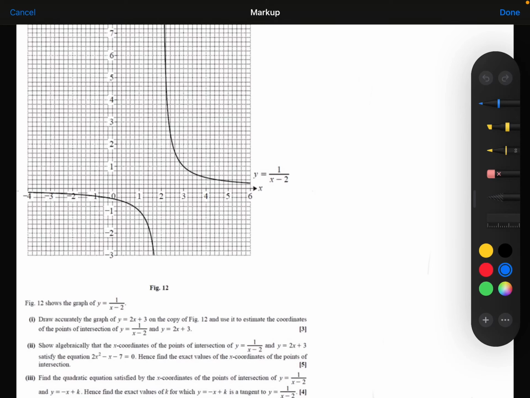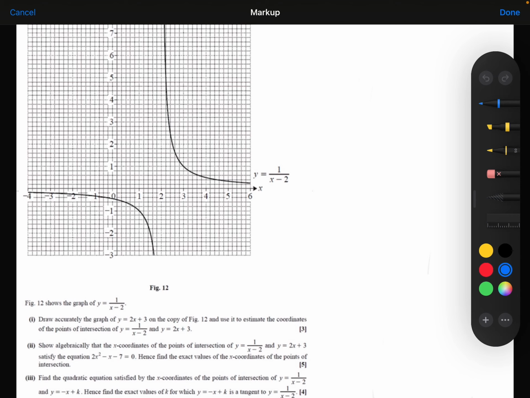Figure 12 shows the graph of y equals 1 over x minus 2. Part I. Draw accurately the graph of y equals 2x plus 3 on the copy of figure 12 and use it to estimate the coordinates of points of intersection between y equals 1 over x minus 2 and y equals 2x plus 3.